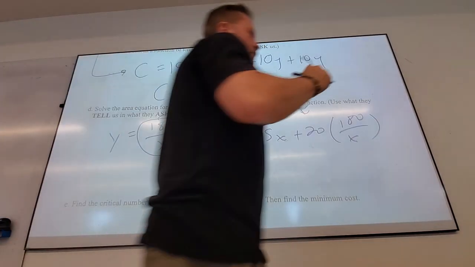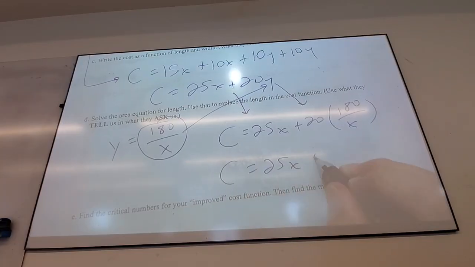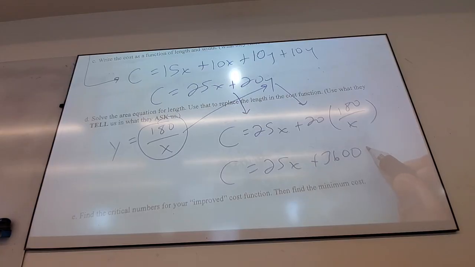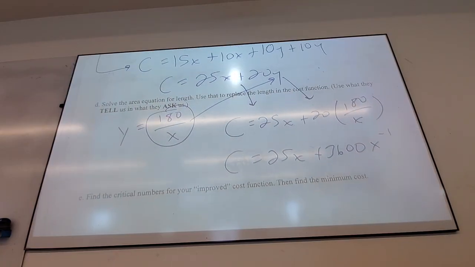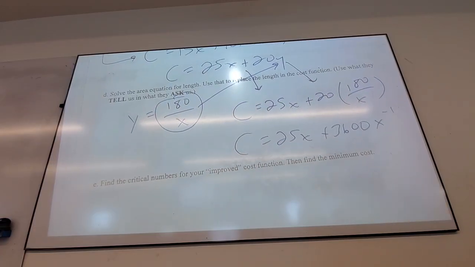so then my cost function is now 25x plus 3600, x to the negative 1? Oh yeah. Is everybody with me?